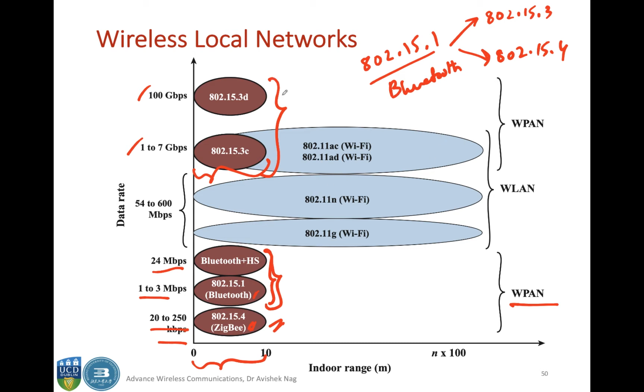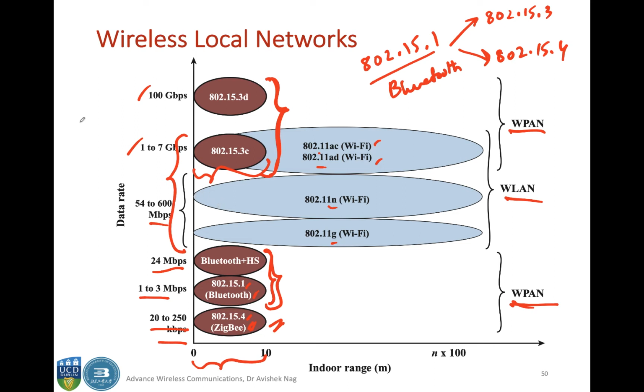So again, this 15.3, 15.4, including 15.1, they all are parts of wireless personal area networks. So they are WPANs. And then your WLAN, which you studied previously, they all are part of this 802.11 and its different versions. So these are all Wi-Fi, and the speed of Wi-Fi is in the mid range in terms of the data rate. It can be somewhere between 54 to 600 megabits per second.